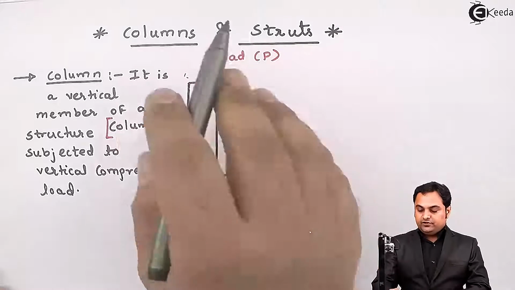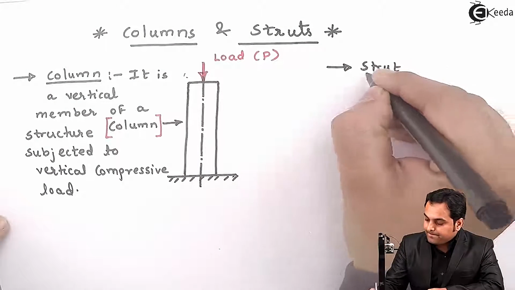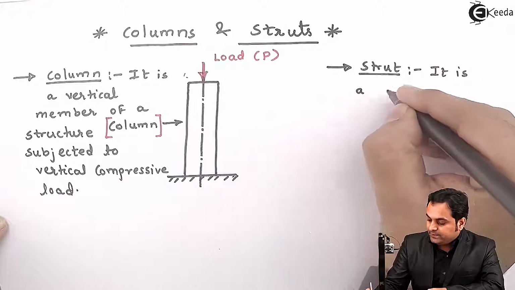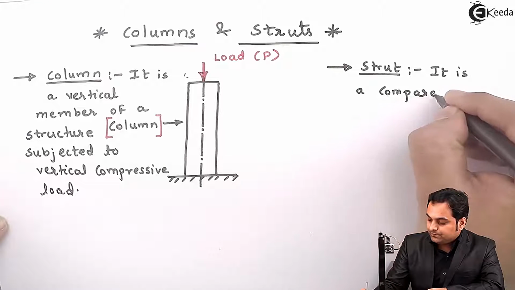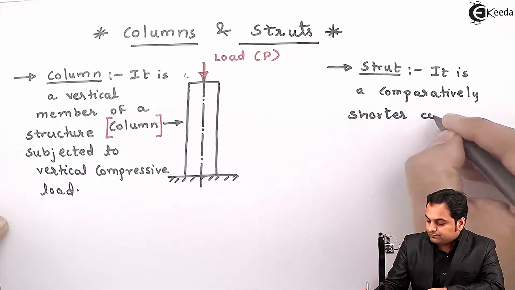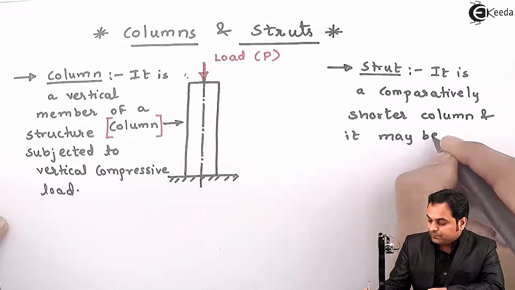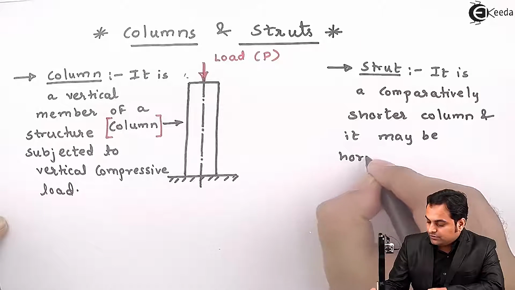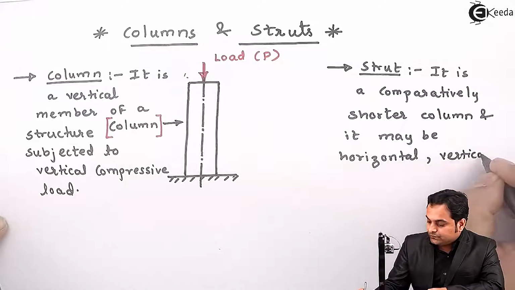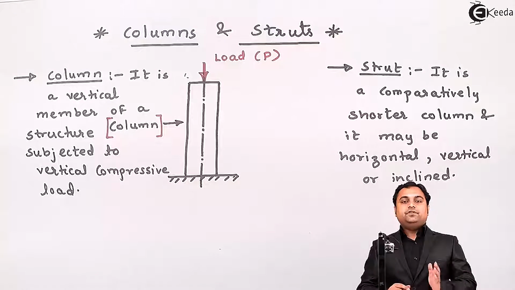And if I want to differentiate between columns and struts, a strut is basically a comparatively shorter column and it may be horizontal, vertical, or inclined. So here is the difference between columns and struts.